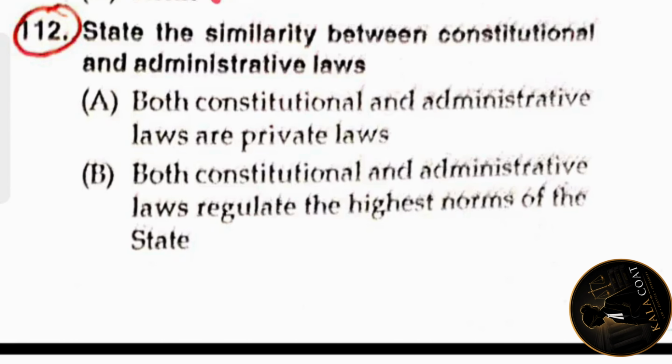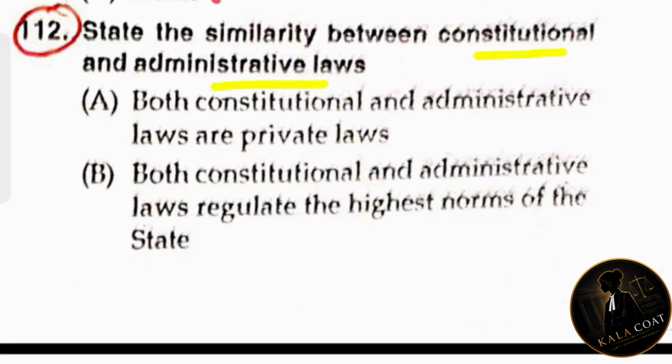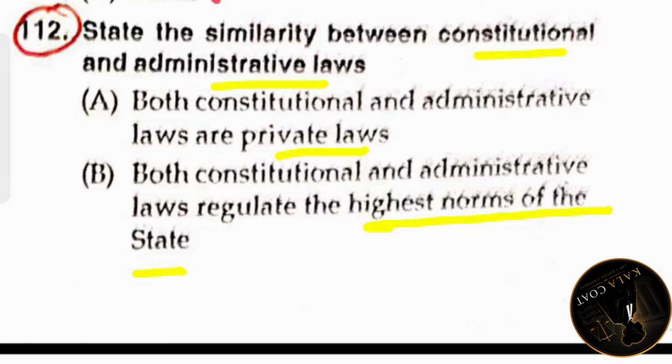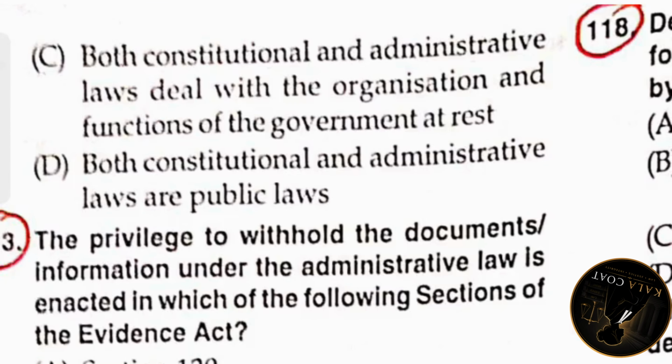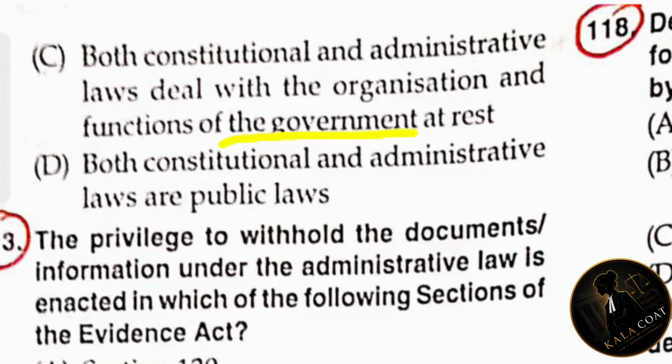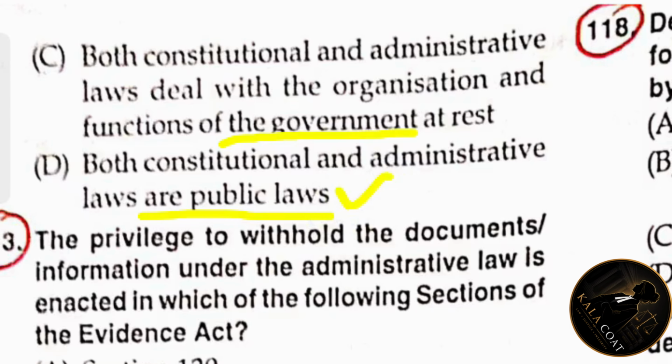Question number 112. State the similarity between the constitutional and the administrative laws. Options are both constitutional and administrative laws are private laws. Both constitutional and administrative laws regulate the highest norms of the state. Both constitutional and administrative laws deal with the organization and functions of the government at rest. Both constitutional and administrative laws are public laws. Yes, this one is right. Option D is the right answer. Both constitutional and administrative laws are public laws.